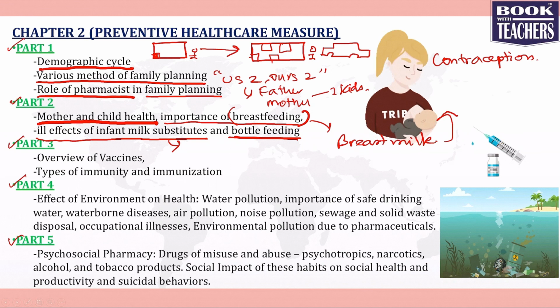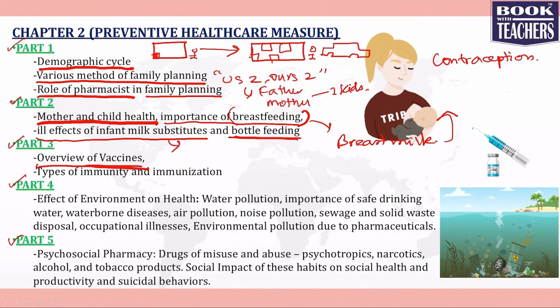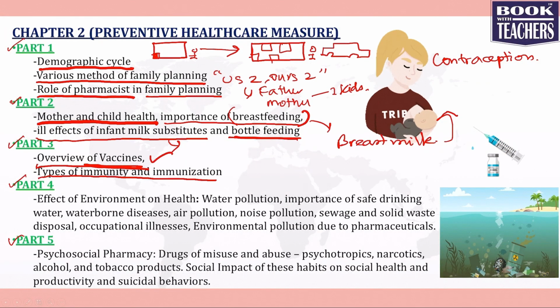Next, coming to part 3, an overview of vaccines. See, because of corona, now we all have some or the other knowledge regarding vaccines, correct? So we'll be having an overview of these various vaccines which are available not only for corona but for various other diseases. And also we'll be learning regarding the types of immunity and immunization.